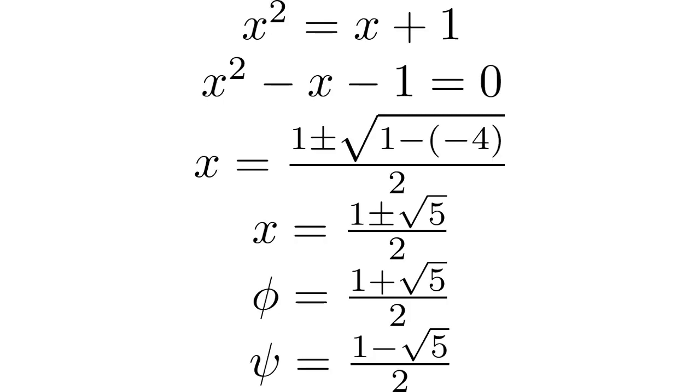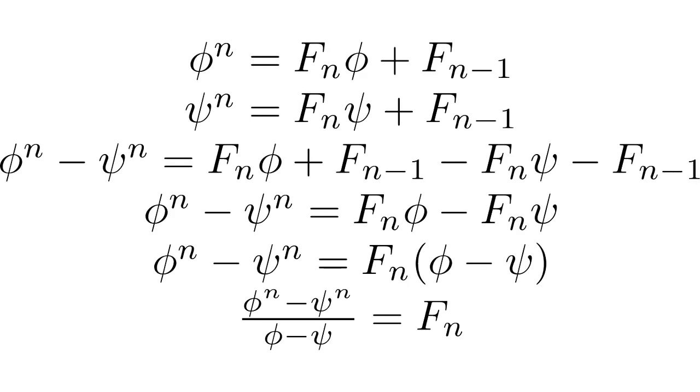Looking back on what we did, the only property of phi we used is the fact that phi squared equals phi plus 1. Using the quadratic formula to solve the equation x squared equals x plus 1, we get two solutions. One of them is phi and the other is (1 - √5)/2. This number is sometimes called psi. Since psi also has the property that psi squared equals psi plus 1, we can repeat the argument above to give psi to the n equals f of n psi plus f of n minus 1.